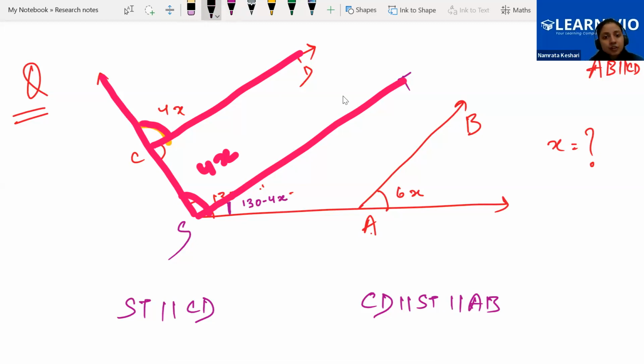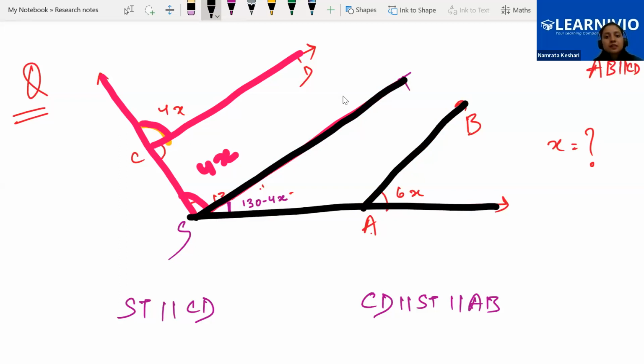Now we focus on the other pair of parallel lines. This one and this one are also a pair of parallel lines, and this one is the transversal this time. So this angle and this angle look like they are at the same place. Yes or no? Yes, ma'am.